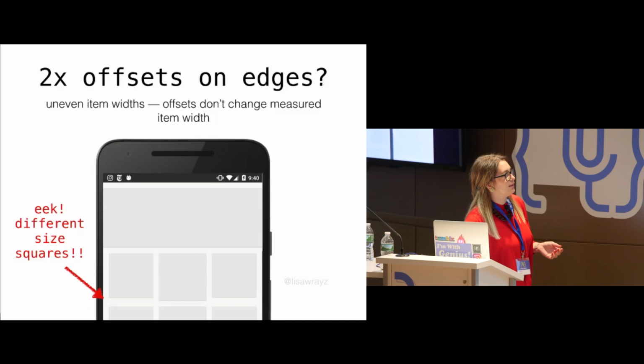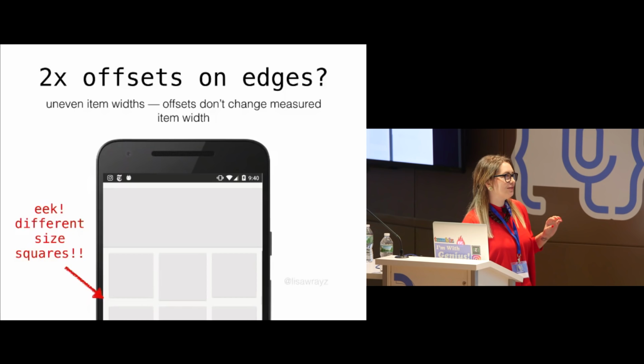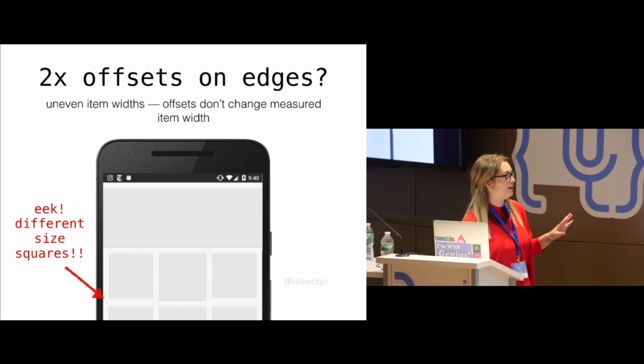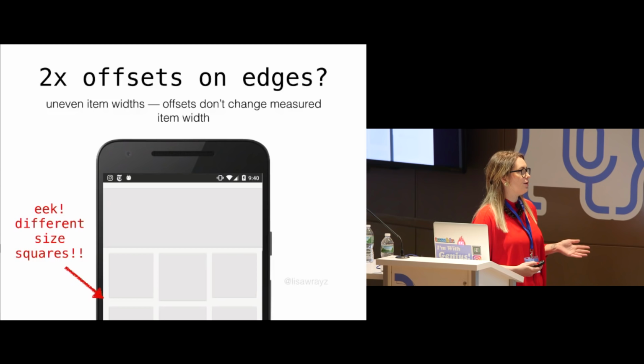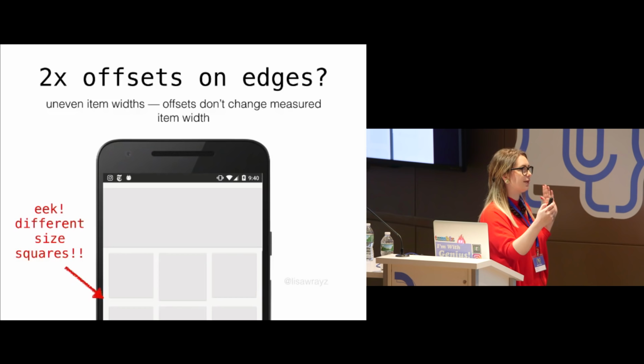Something really weird happened. This isn't always noticeable. But if you have, in any way, a square view in your item that depends on the width, you will see this happening. So we have different sized squares, and that's because when we added those offsets, they don't change the original measured space laid aside for the item. So this was originally divided in three, and then we inset the middle one just a little, and the outside ones more. So they're smaller.